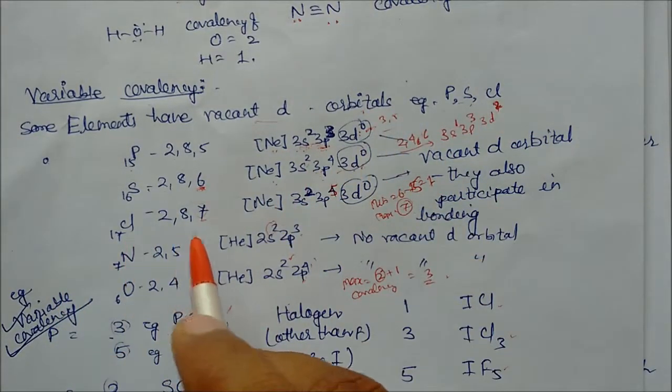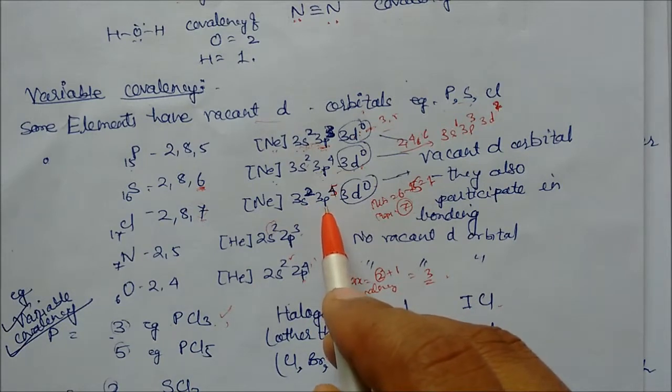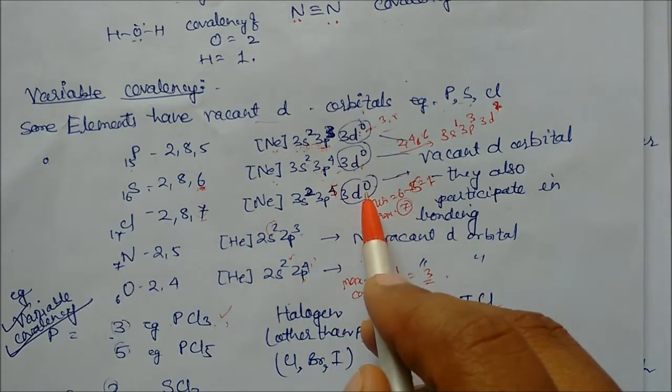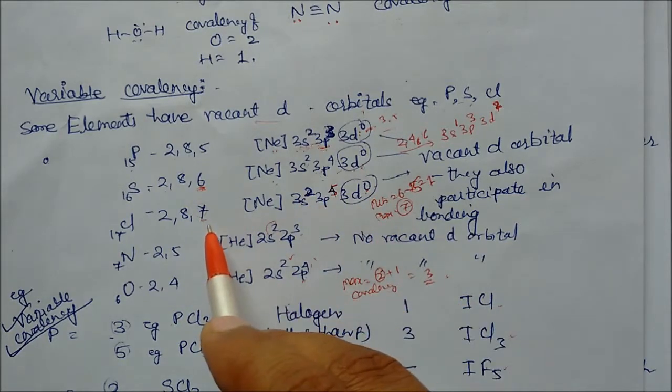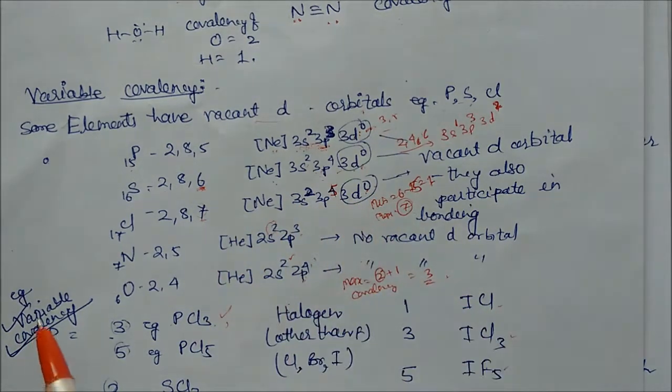In the case of chlorine, 2,8,7, there is 1 electron here and p contains 2 more electrons. So 2 can be shifted here, 1 can be shifted here. 2 plus 1 is 3. So it can make a maximum covalency of 7 like this.